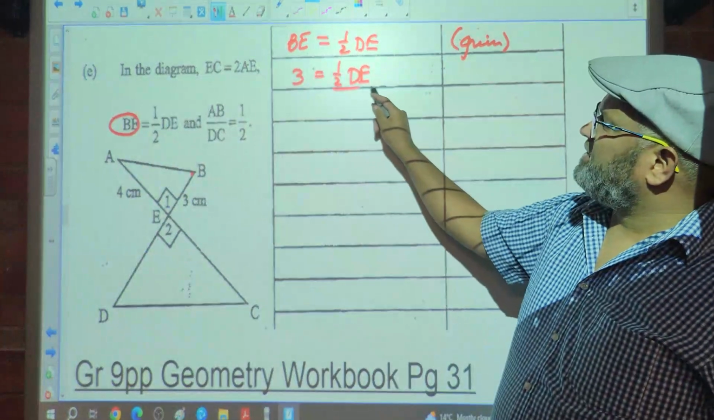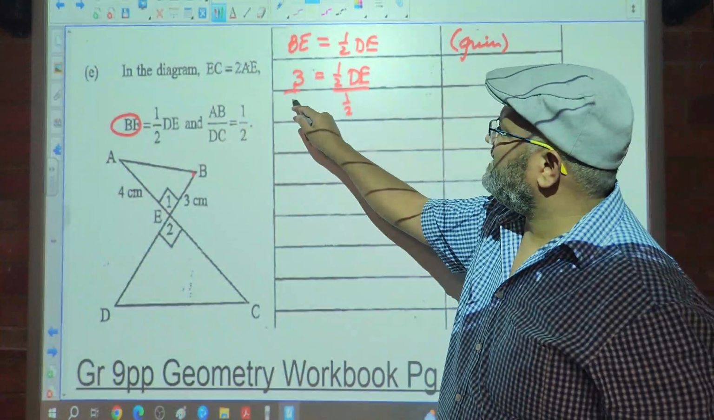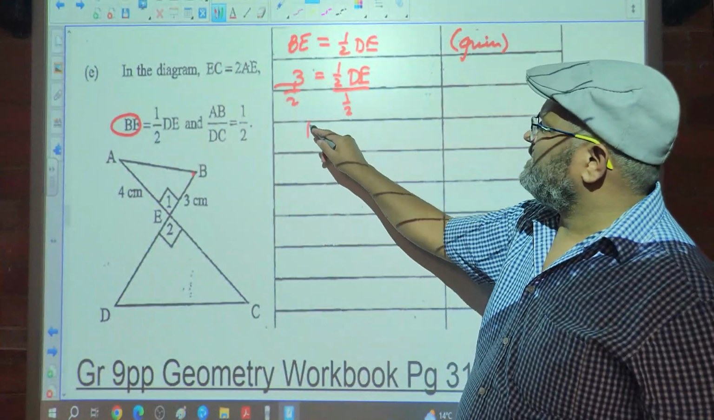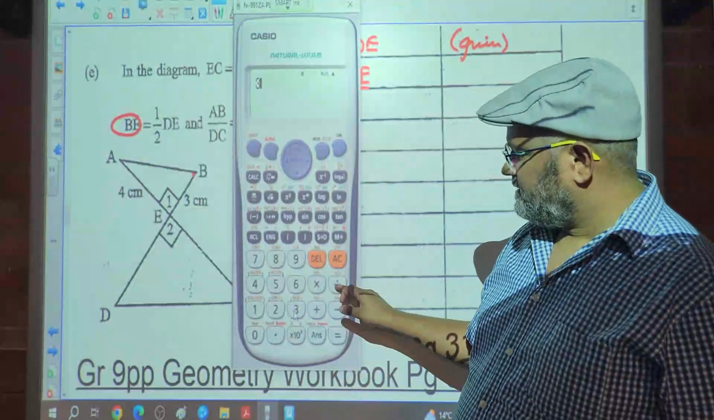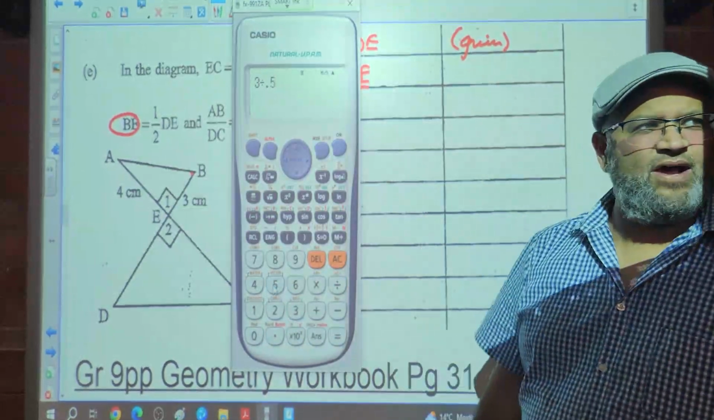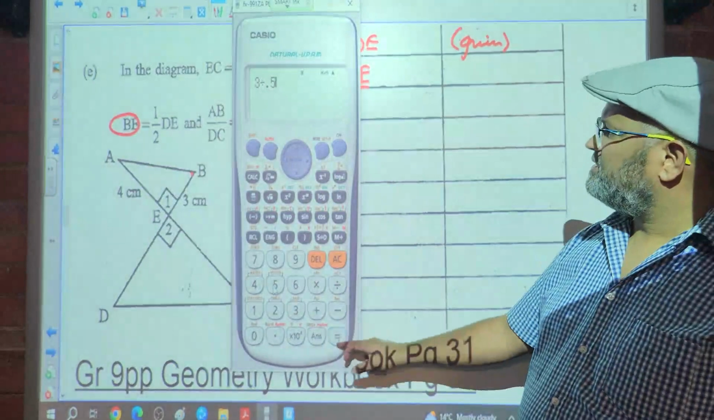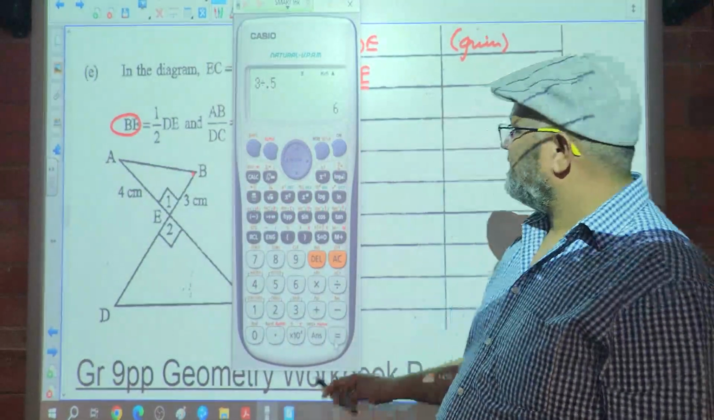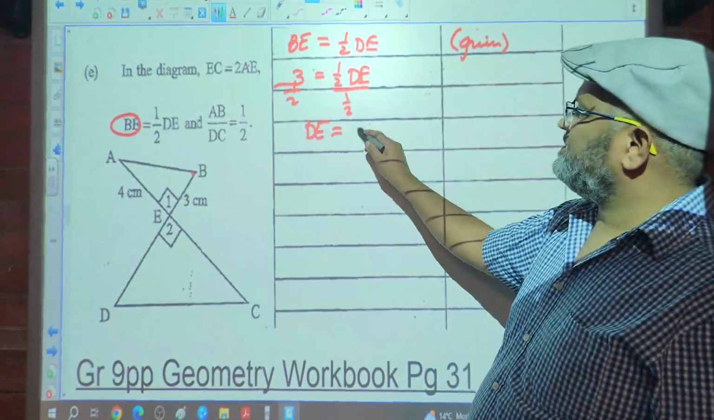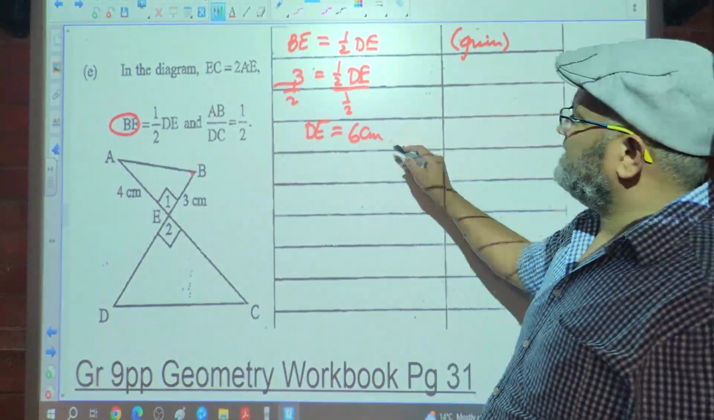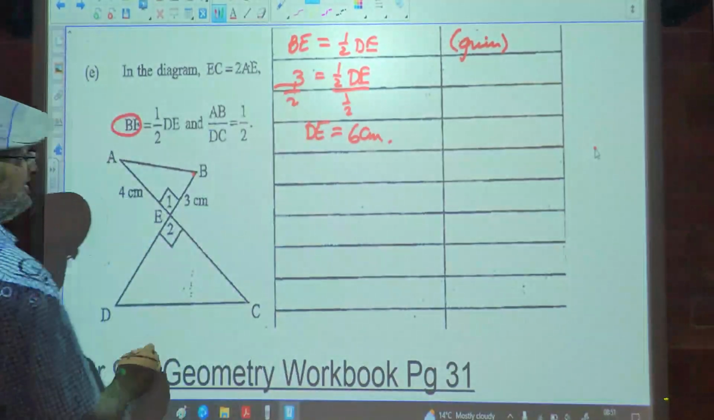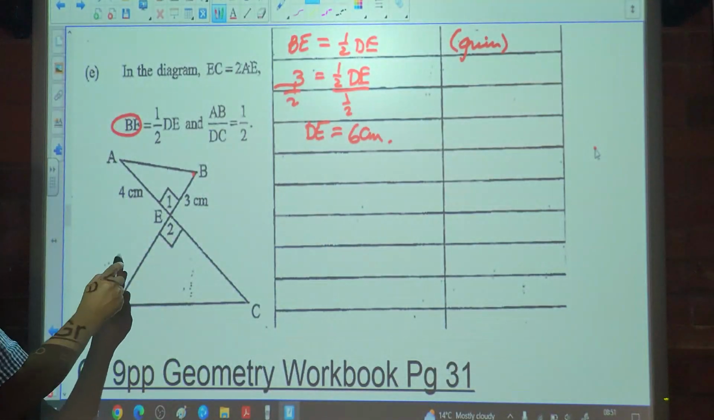So I divide by half on both sides. So DE is equal to, what is 3 divided by a half? There are 6 halves in 3. That's going to be 6 centimeters. So DE is 6.